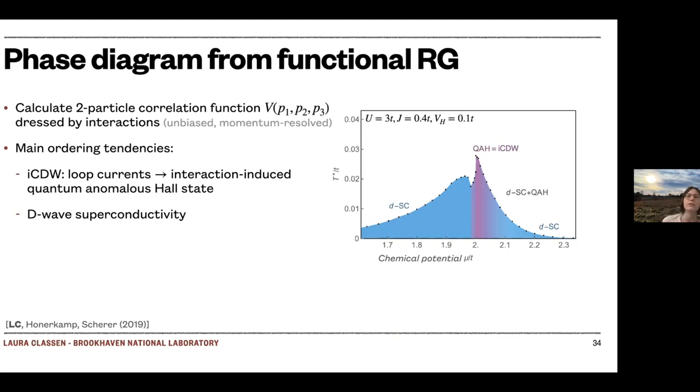I don't want to go into the details of the method, but this means that we have calculated the two-particle correlation function dressed by interactions. We've neglected self-energy feedback. And again, the advantage is that it's an unbiased method and momentum resolved. The phase diagram with the main ordering tendencies looks then like this as function of the chemical potential, which tunes the filling. And here we find that now the spin density wave from the conventional scenario is replaced by an imaginary charge density wave. So this corresponds to loop currents in real space and on the triangular lattice for this filling. This leads to an interaction-induced quantum anomalous Hall state. And then again, it's flanked by d-wave superconductivity.